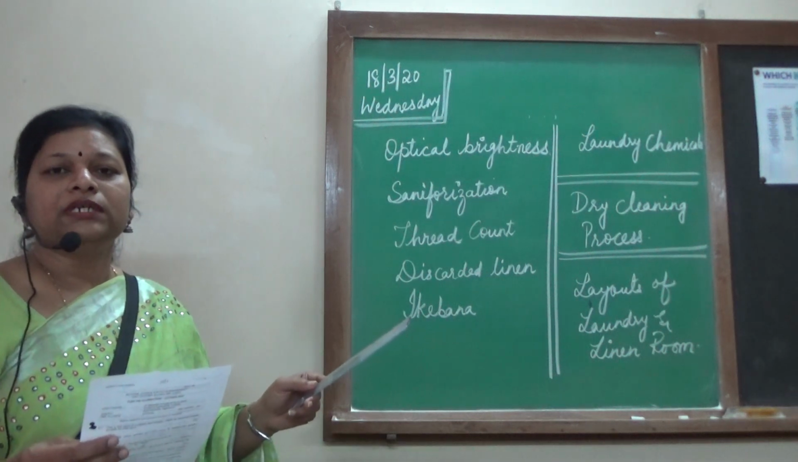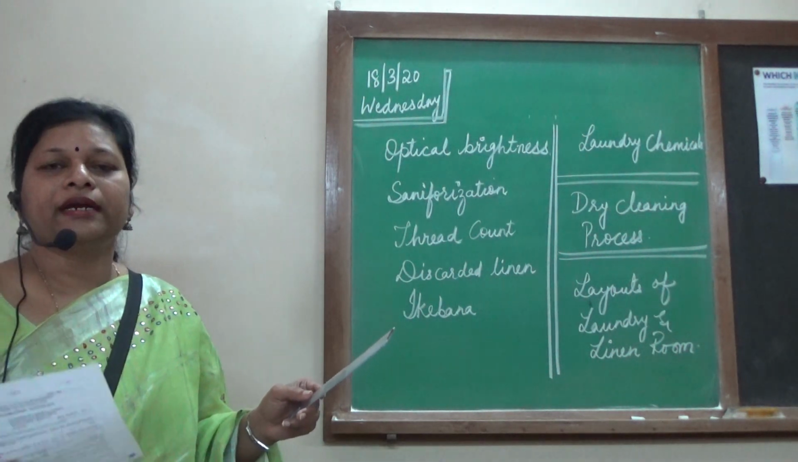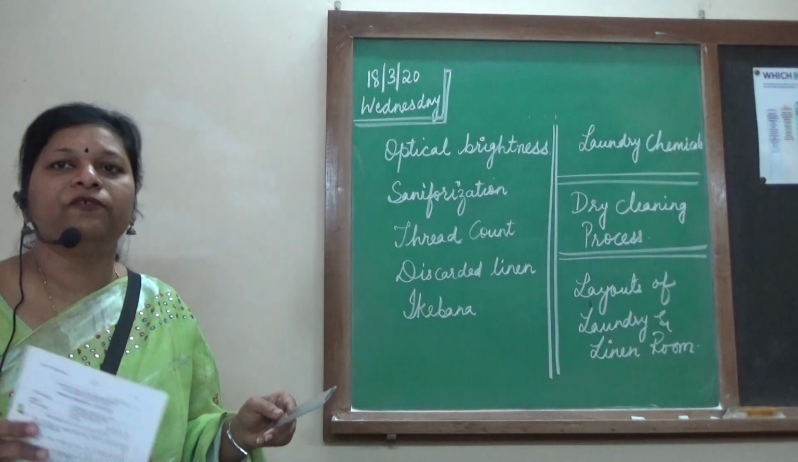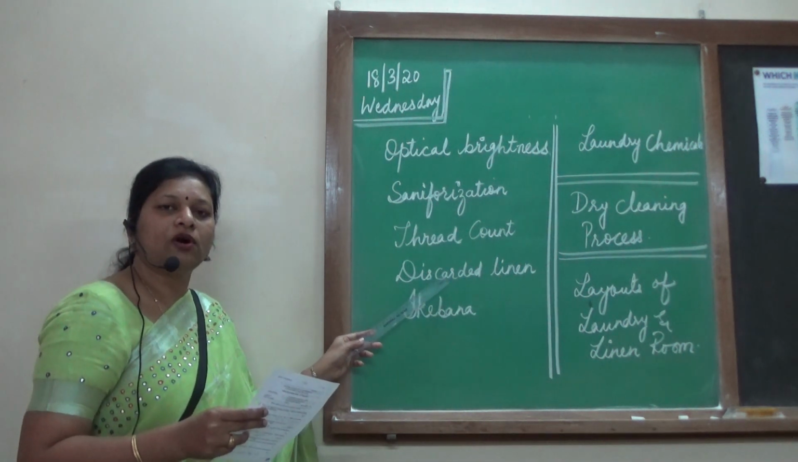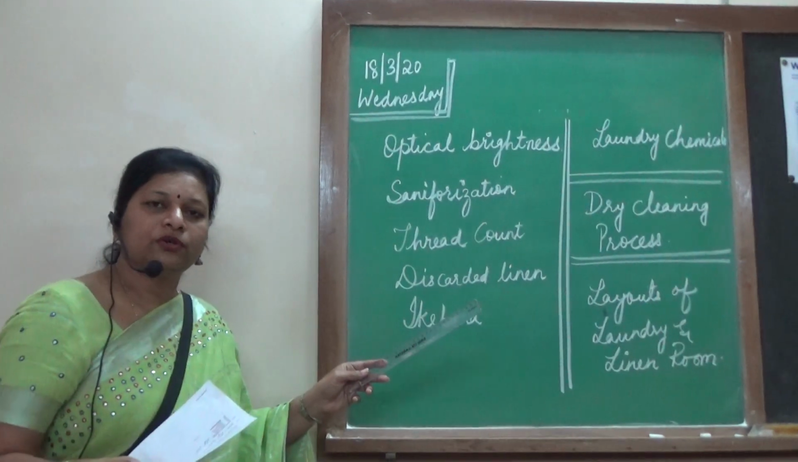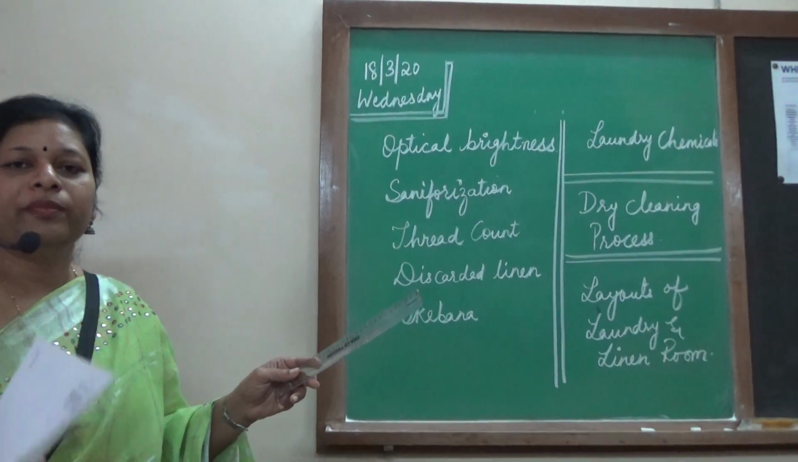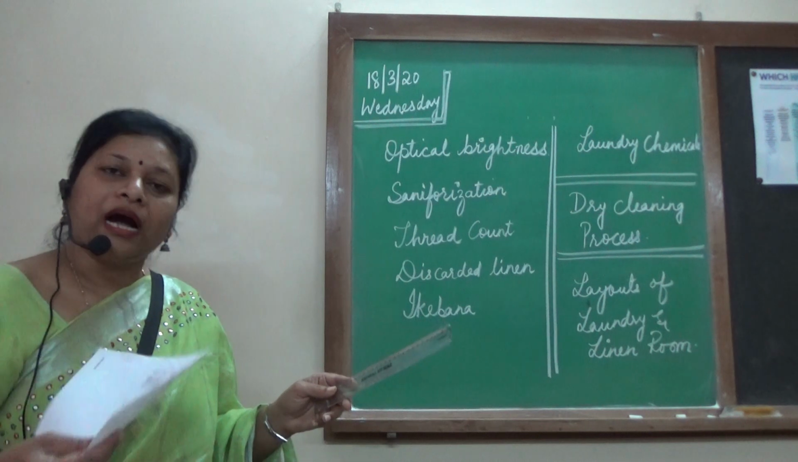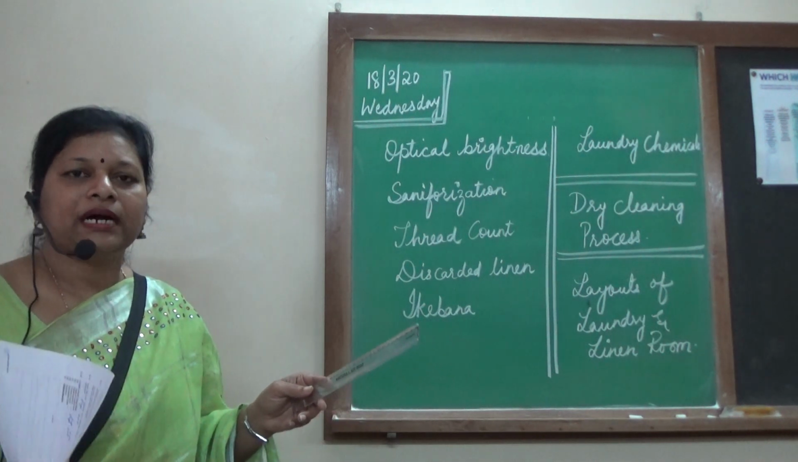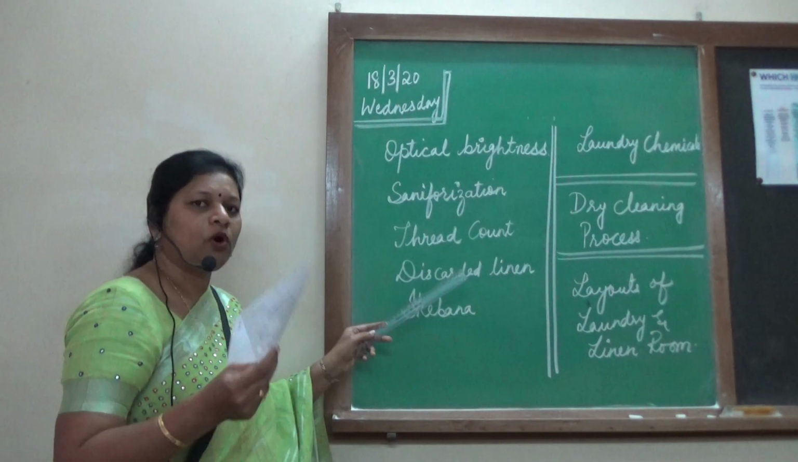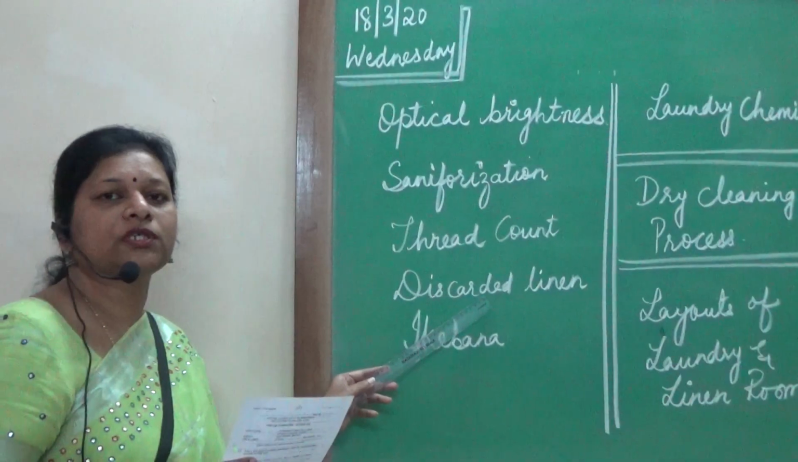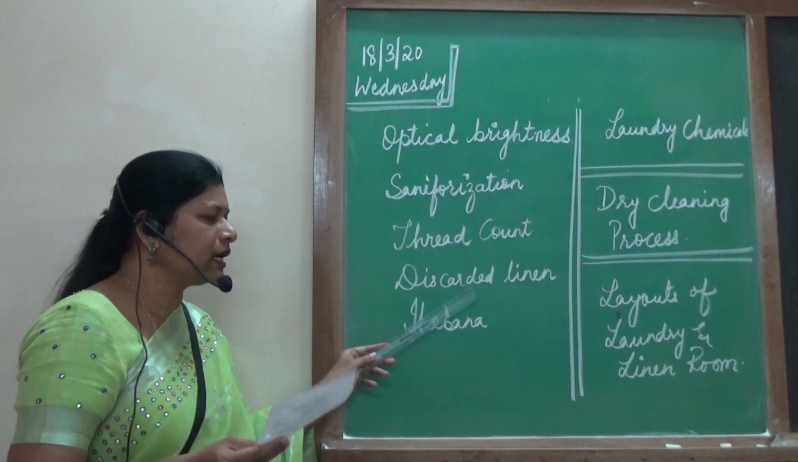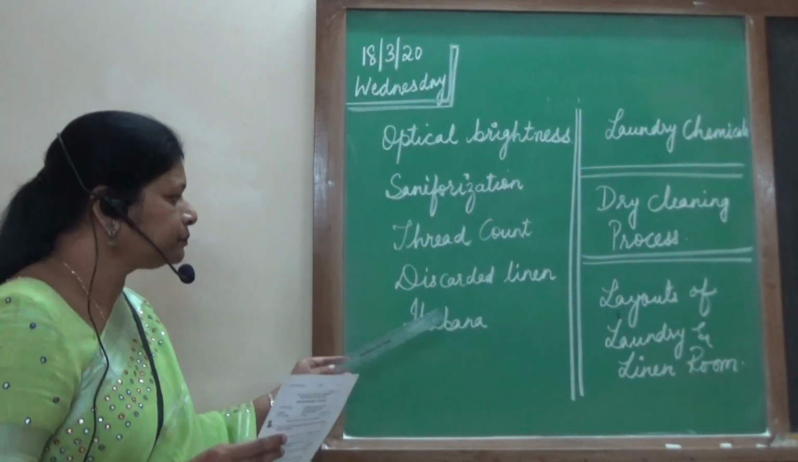The linen which is discarded, officially declared unfit for use, which cannot be used anymore in the guest area, is called discarded linen. We have also talked about what will be done with the discarded linen after it has been discarded, but here just the definition. What do you mean by discarded? Any linen declared unfit for use is called discarded or condemned linen. Both the terms are correct.